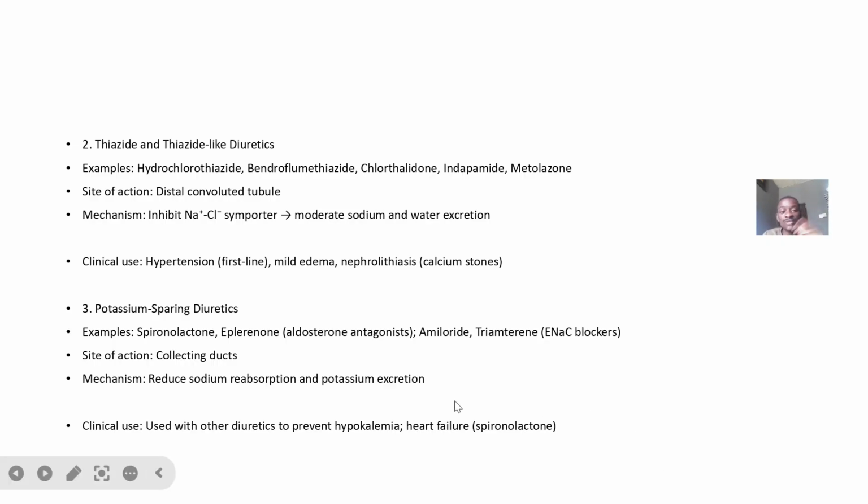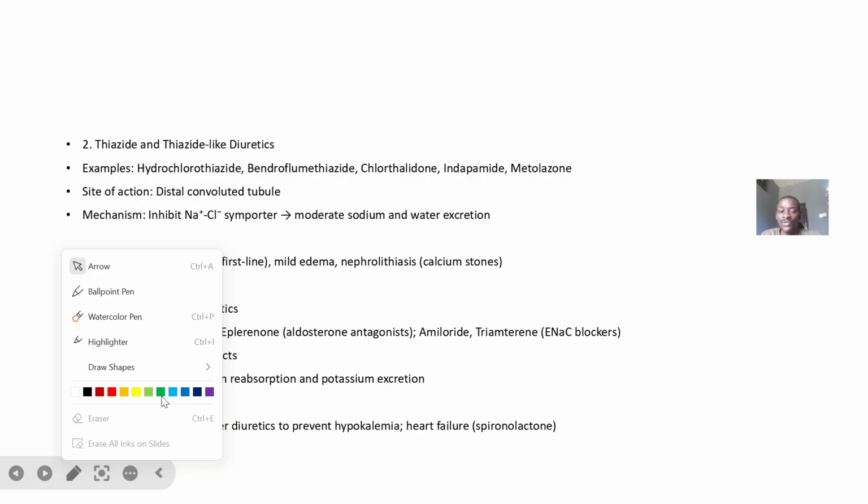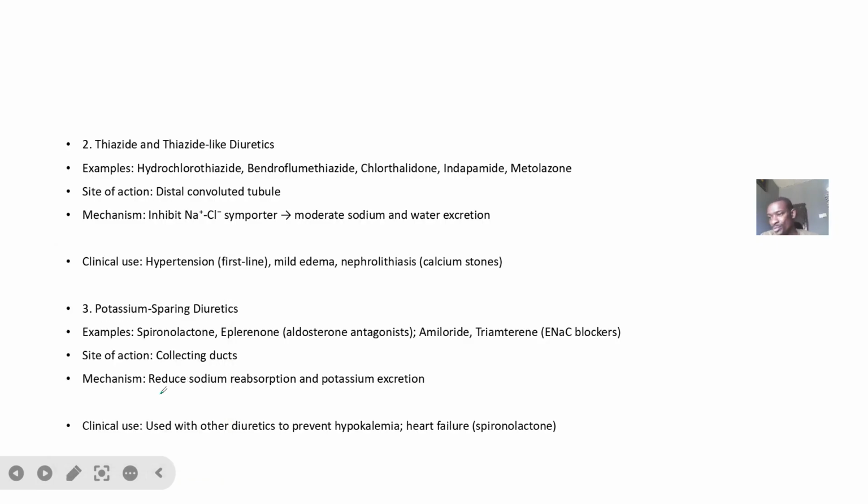Right. So next we have the thiazide and the thiazide-like diuretics. Those ones act at the distal convoluted tubule and they inhibit the sodium chloride symporter. So it will reduce the sodium and water being taken back into the body, so there's so much excretion of sodium and water. Examples: we have the hydrochlorothiazide, we have the benzoflumethiazide, we have the chlorthalidone, we have the indapamide, we have the metolazone.